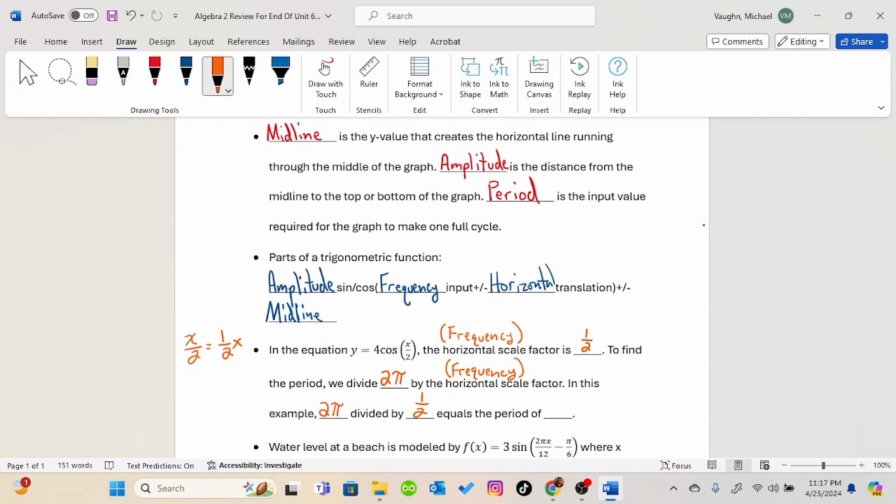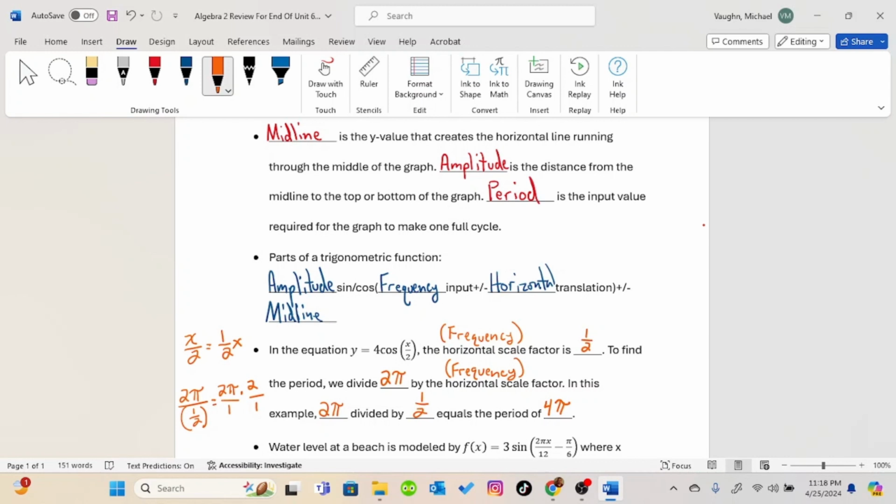And if we do that, 2 pi divided by 1/2 becomes 2 pi times 2, because we flip the fraction upside down. We could also write this as 2 pi over 1 times 2 over 1. It's the same thing. 2 pi times 2 equals a period of 4 pi.